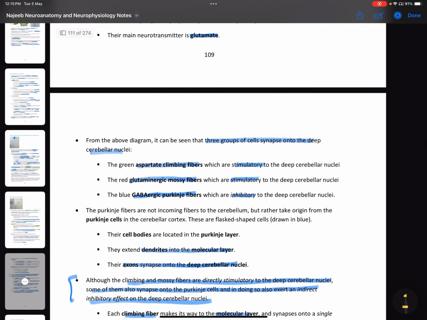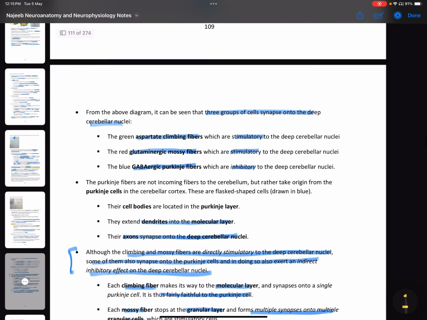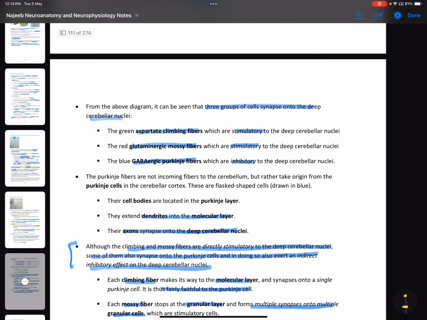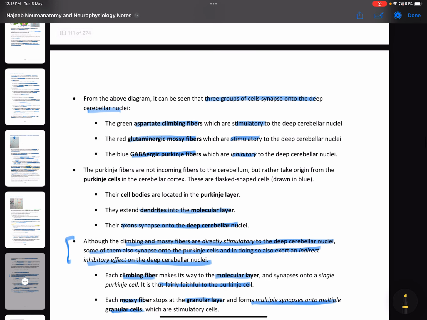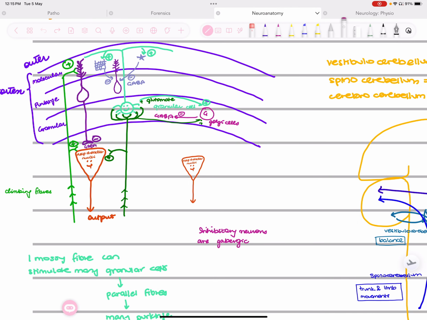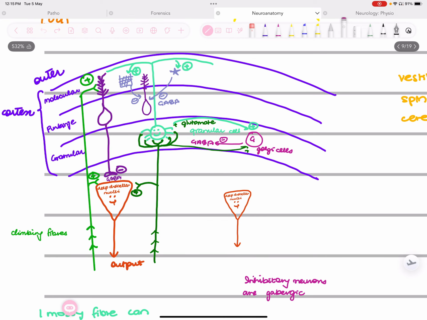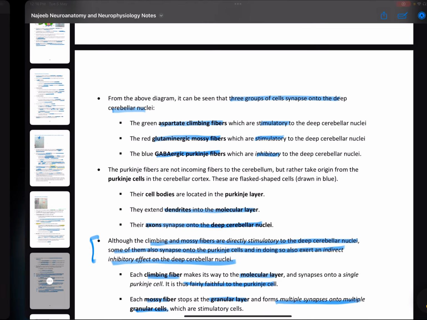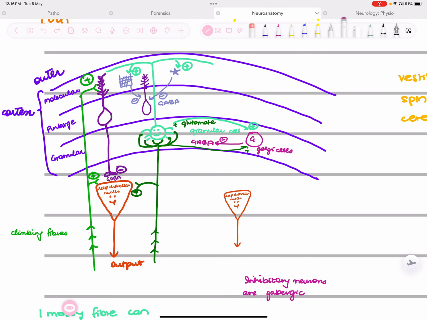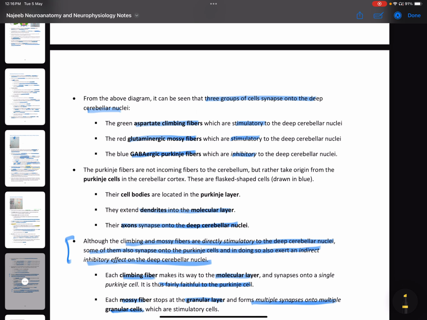From the above diagram, it can be seen that these groups of cells synapse onto deep cerebellar nuclei. The green aspartate climbing fibers are stimulatory to the deep cerebellar nuclei. So let's just have a look. Climbing fibers are stimulatory to deep cerebellar nuclei. Then you have the red glutamatergic mossy fibers, which are again stimulatory to deep cerebellar nuclei. So both the input fibers are excitatory in nature.